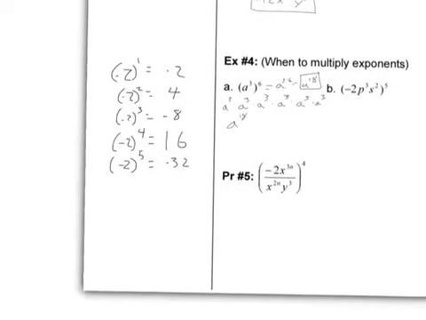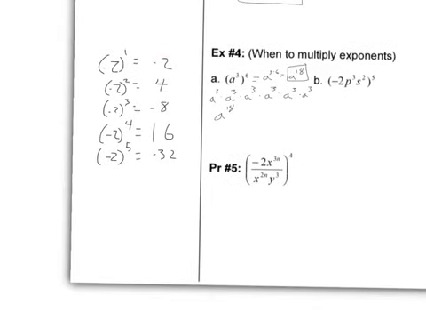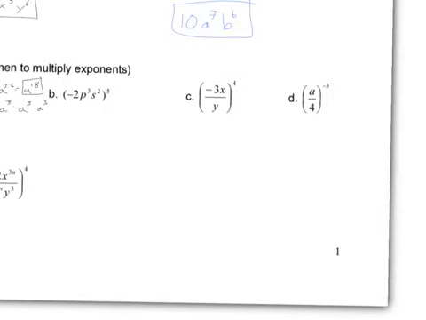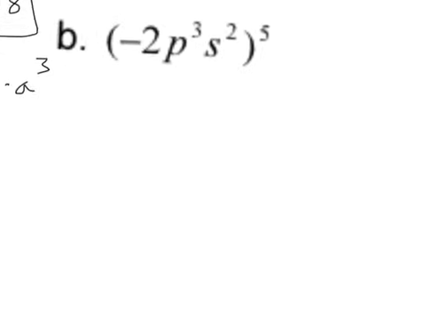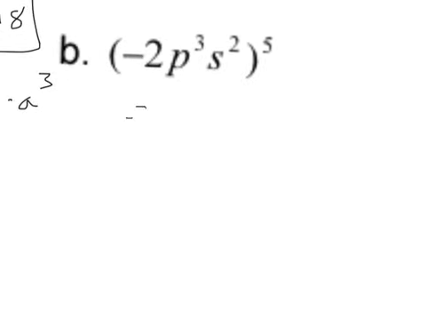Okay, so over here, we just have to keep track of when it's going to be negative or when it's going to be positive. So over here, I have negative 2 to the 5th. That's going to be negative 32. And then p cubed to the 5th is going to be p to the 15th. And then s squared to the 5th is going to be s to the 10th.